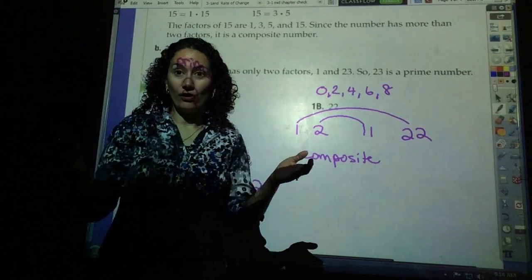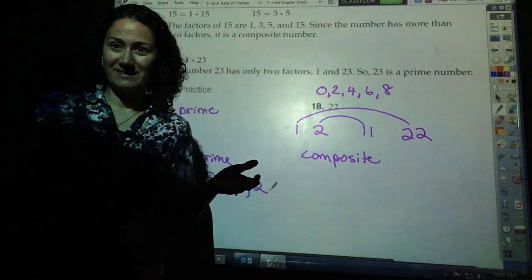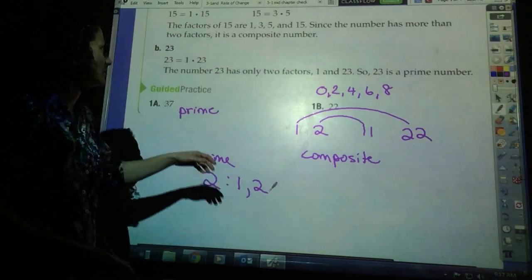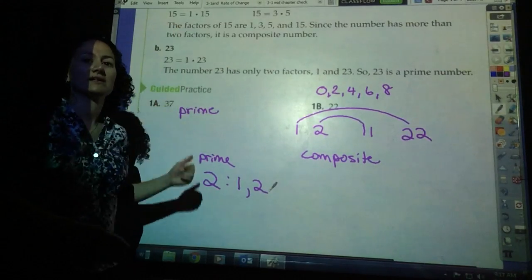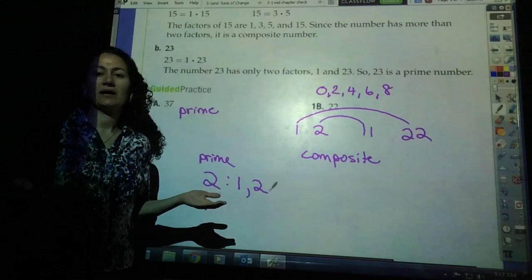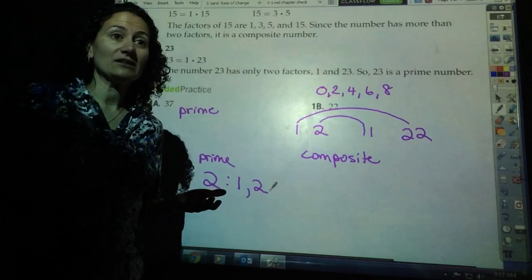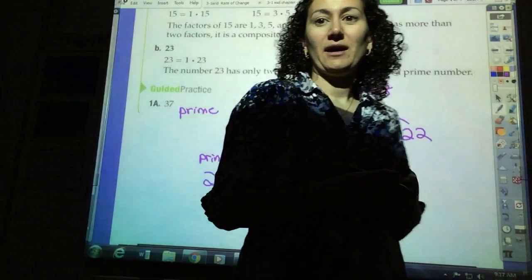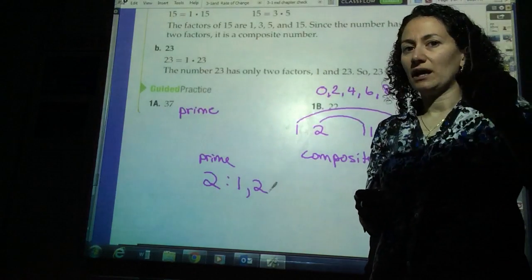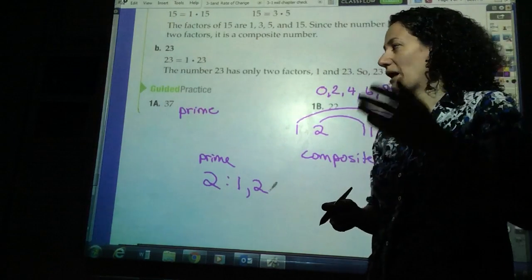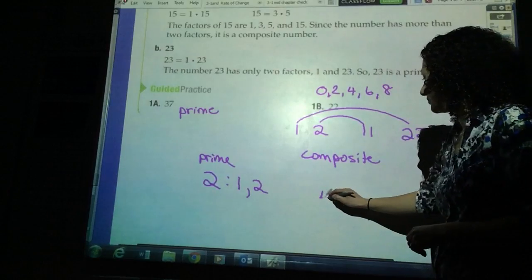Does that mean all odd numbers are prime? Absolutely not. We just saw an example. 15 is an odd number, but that's not prime, it's composite. So there are more likely to be odd numbers that are prime, but not all odd numbers are prime. I'll give you another example of an odd number, 49.